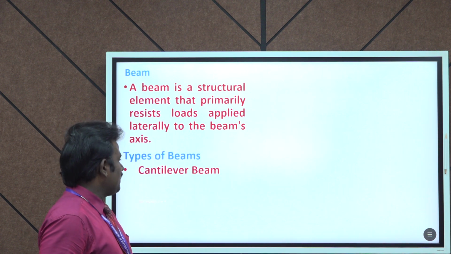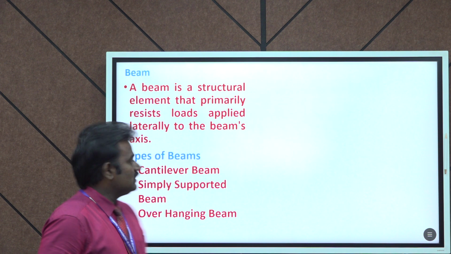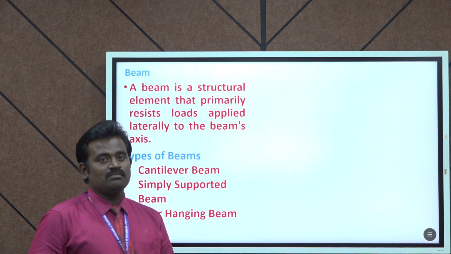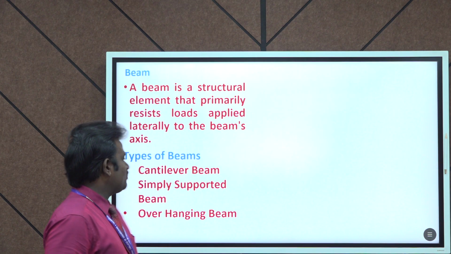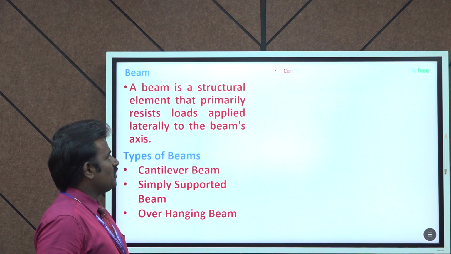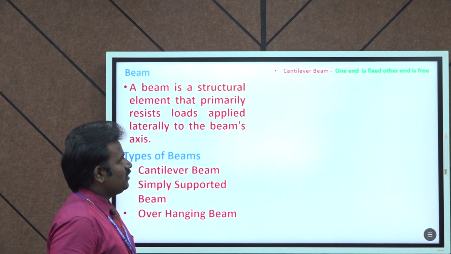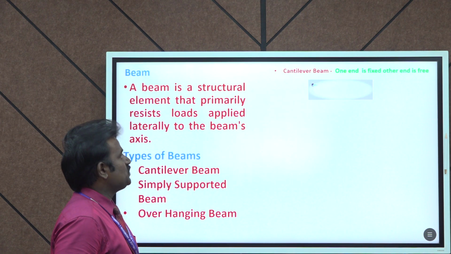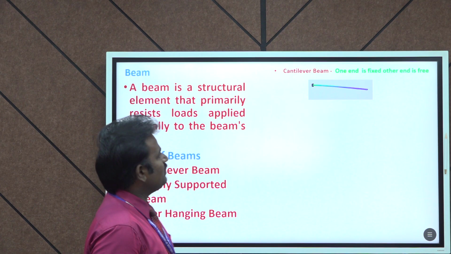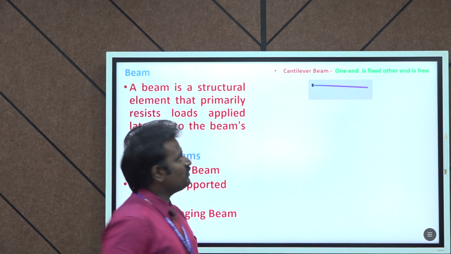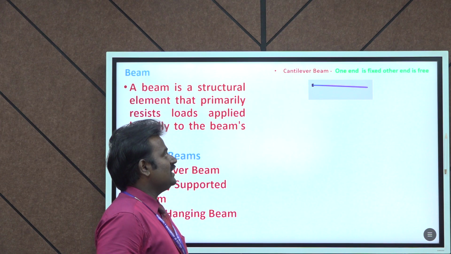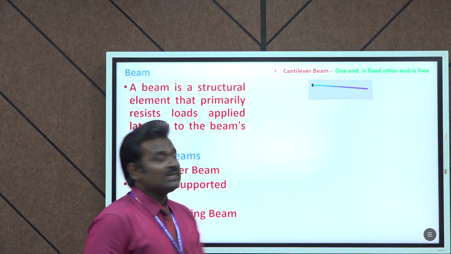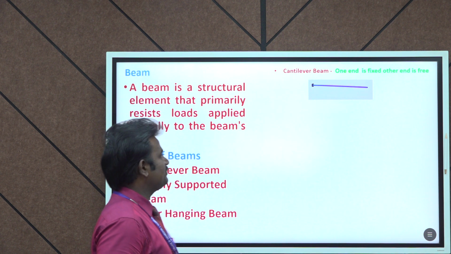Then there are three types of beam: cantilever beam, simply supported beam, and overhanging beam. So these are the three types of beams. Now we are going to see the construction of the three types of beam. First one, the cantilever beam. A cantilever beam means one end of the beam is fixed and the other end is free. So this is the example for the cantilever beam.